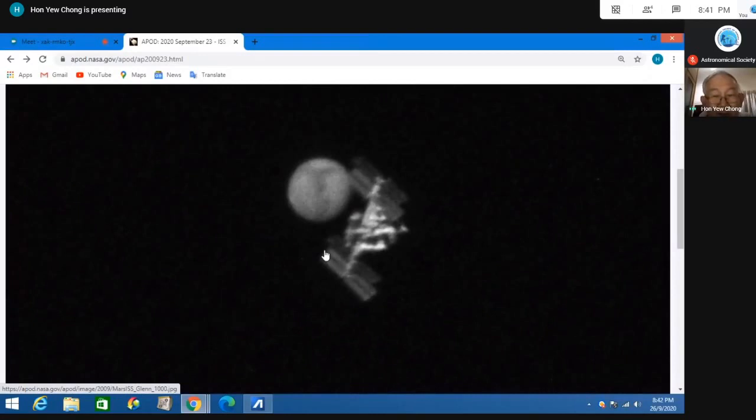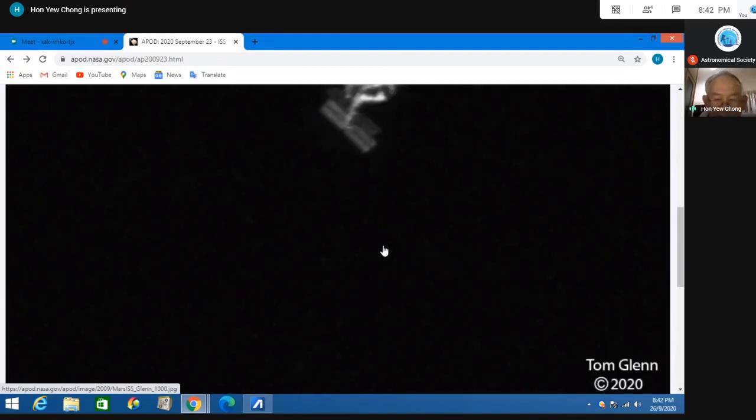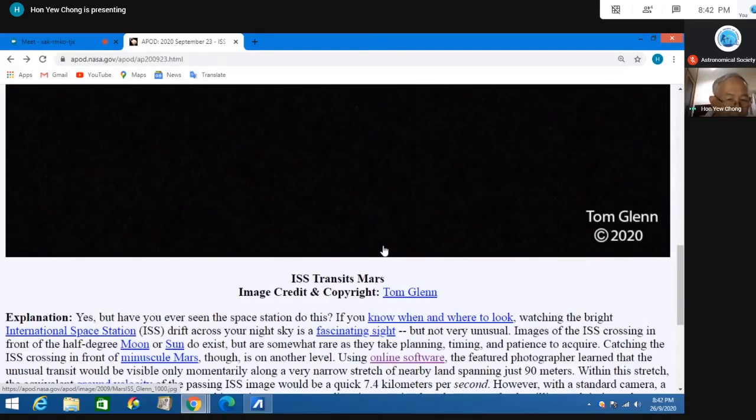In this case, for example, Venus transit over the sun. The disk of Venus is much smaller than the sun. But this ISS transit of Mars, ISS is much bigger than Mars. So this is very lucky. Tom Glenn from California. All right.